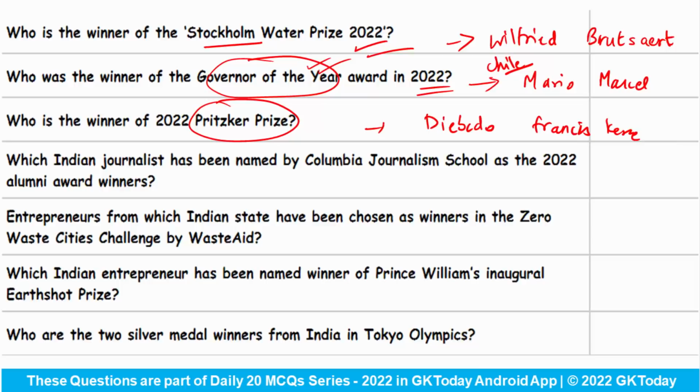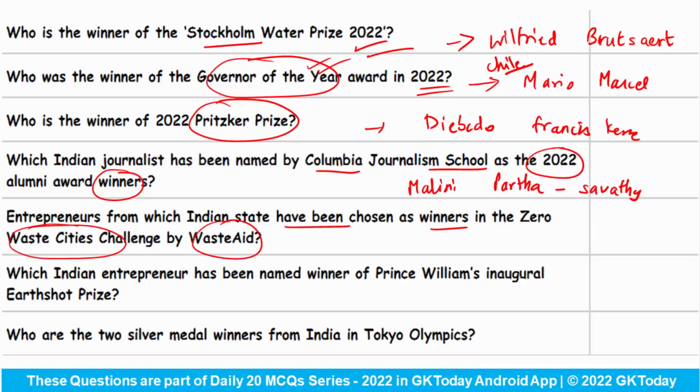Which Indian journalist has been named by Columbia Journalism School as the 2022 Alumni Award winners? Answer is Malini Partha Savathi. Entrepreneurs from which Indian state have been chosen as winners in the Zero Waste Cities Challenge by WasteAid? I think this is news from the month of November. Entrepreneurs from Assam have been awarded the Zero Waste Cities Challenge.